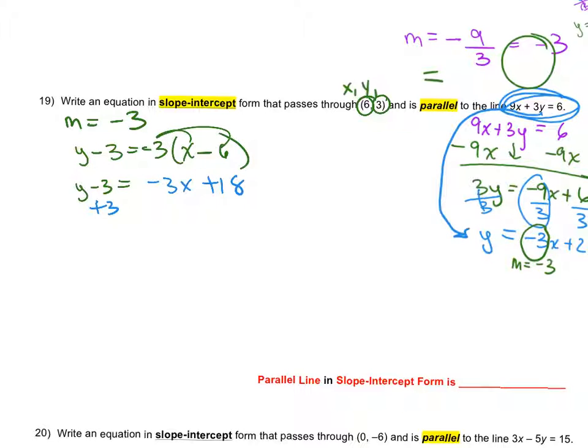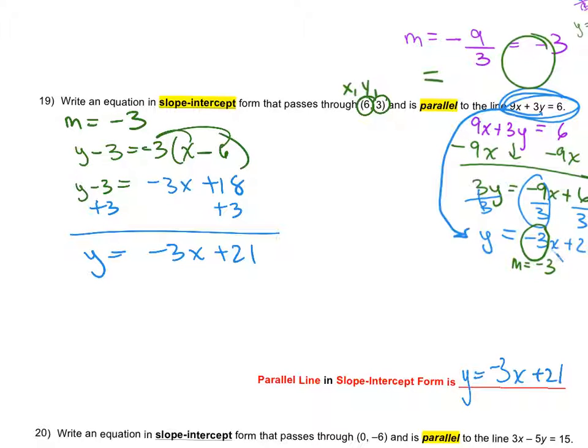I add 3 to both sides because I want it in y equals mx plus b. And now I have my new equation. Notice that the m of the new equation and the m of the old equation, which is 9x plus 3y equals 6, is the same. And that's because they are parallel.